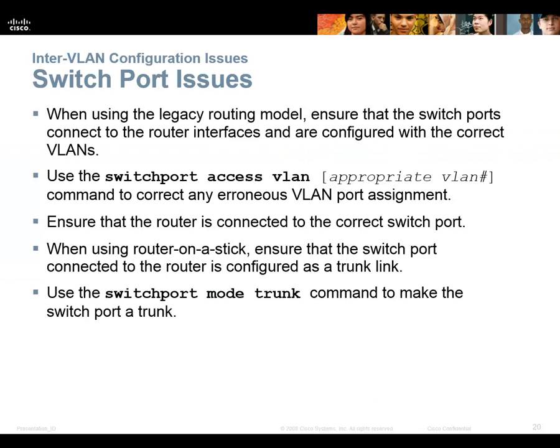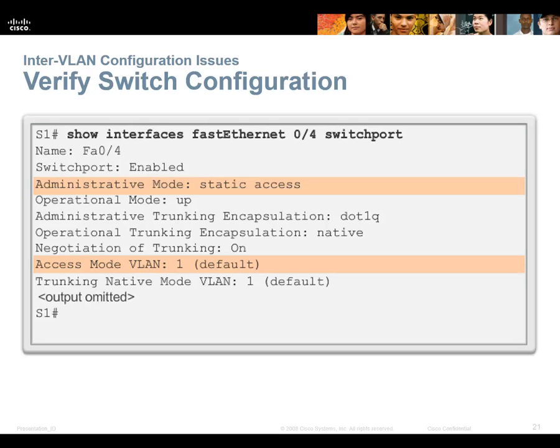All right, so some issues that happen when you are using the legacy routing model: ensure that the switch ports connected to the router interfaces are configured with the correct VLANs. One thing that happens most often as far as issues is that the wrong VLAN is assigned. And if the wrong VLAN is assigned and you haven't used the switchport mode trunk command, you're going to have some trouble. So here, show interfaces FastEthernet 0/4 switchport will show you that it is turned on. The trunking is 802.1Q and trunking is on.